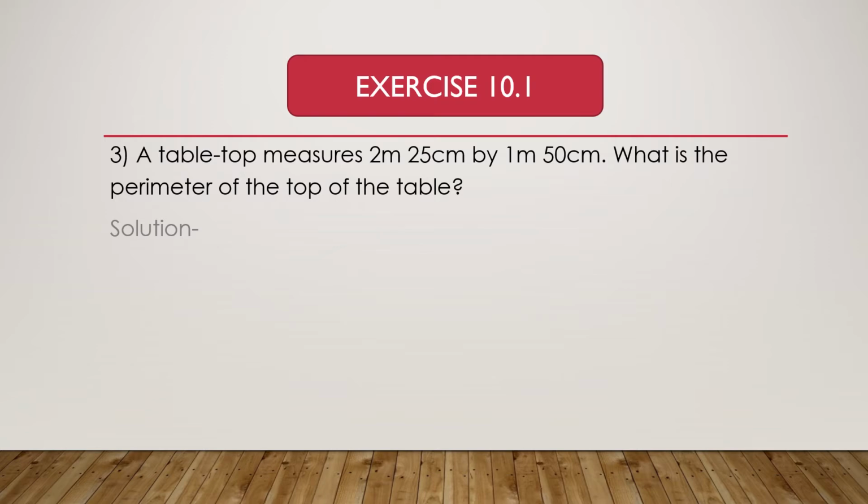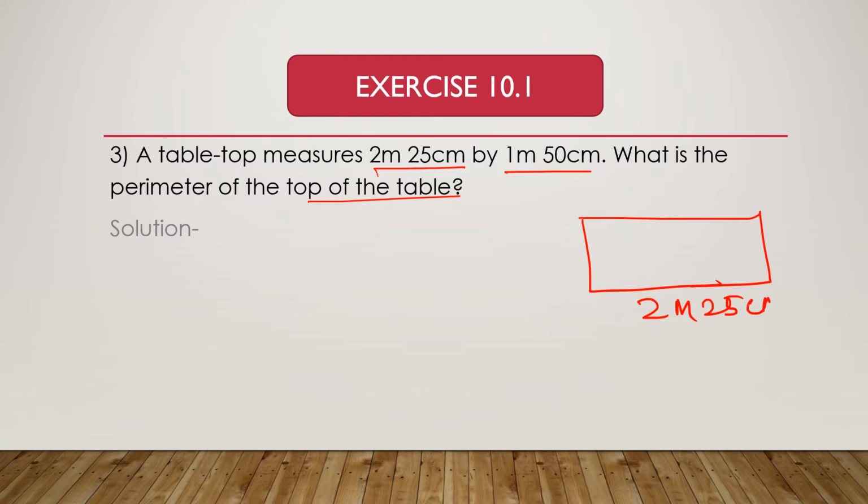Now solve question number 3. A table top measures 2 meter 25 centimeter by 1 meter 50 centimeter. What is the perimeter of the top of the table? The table is a rectangle and the length of this table top is given as 2 meter 25 centimeter. We know in a rectangle opposite sides are equal, so it will be 2 meter 25 centimeter, and these are equal, so it will be 1 meter 50 centimeter and this one also 1 meter 50 centimeter.